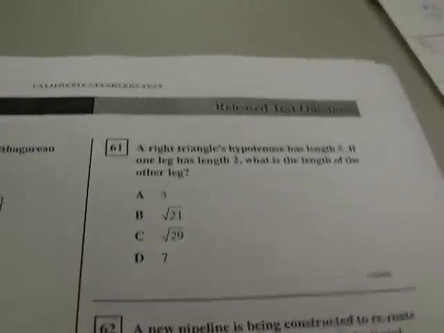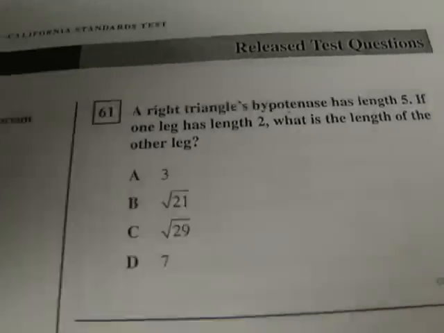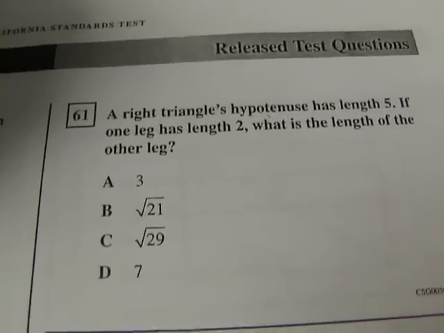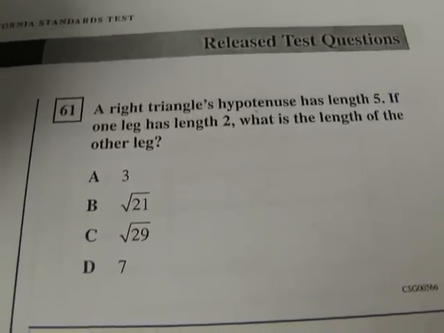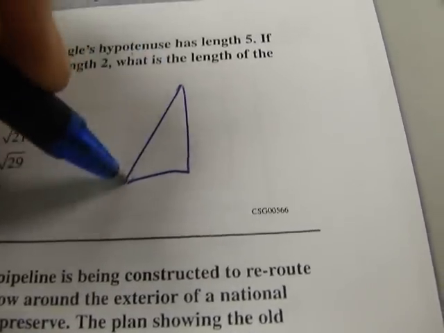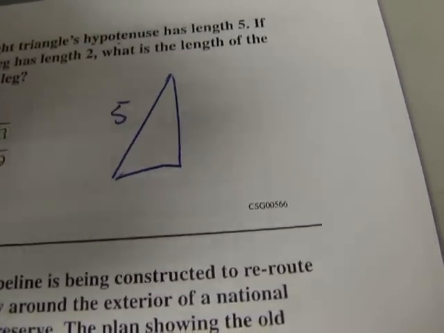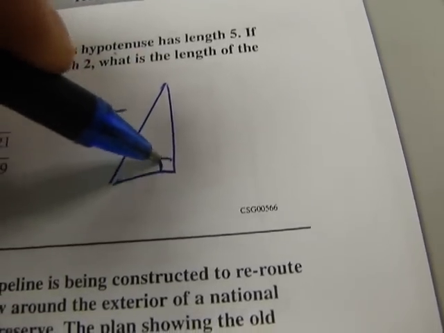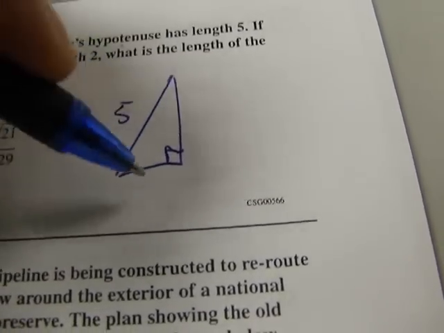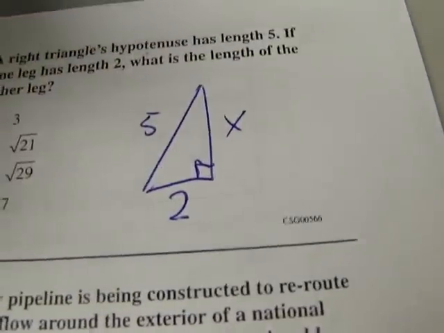So let's look at problem 61. It says a right triangle's hypotenuse has length 5. If one leg is length 2, what is the length of the other leg? So first of all, it's a right triangle. We know that. We also know that the hypotenuse is 5, and that one of the legs. The other 2 sides are called legs. So this one will be 2, and the one we want to know is this one. So we'll call that x.